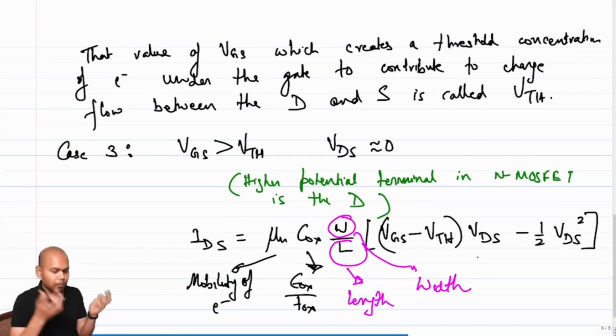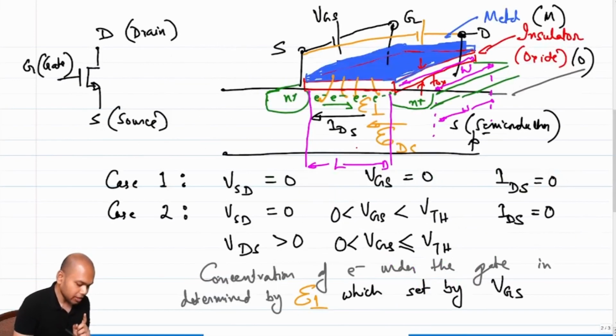And you will see this W and L and W by L and W times L repeatedly in this course. And why is this important? Because even though you cannot change mu n, Cox, epsilon ox, Tox and so on, you can change W and L to some extent, in the sense that as a designer you can choose your values of W and L.